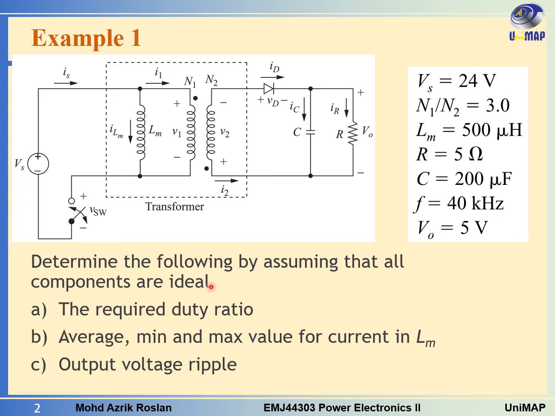You are required to determine the following. The first one is the required duty ratio, the duty cycle of this switch. Second, the average, minimum and maximum value of the current in LM. And then the output voltage ripple.